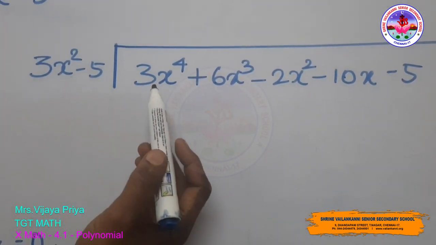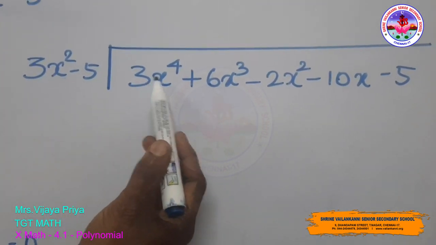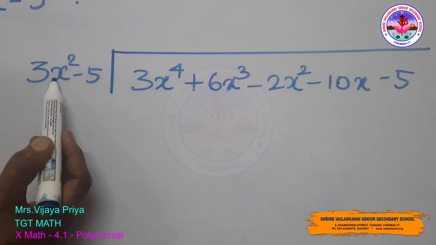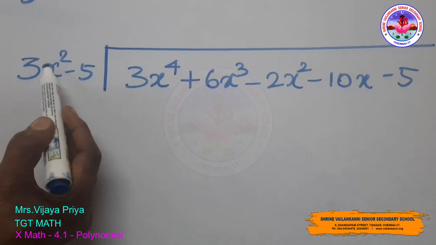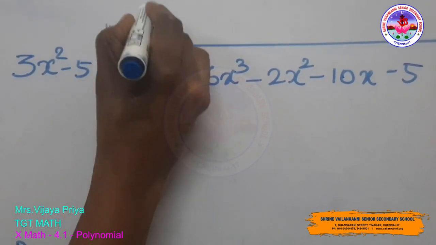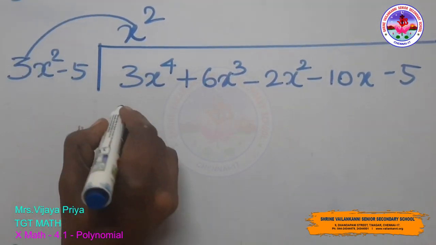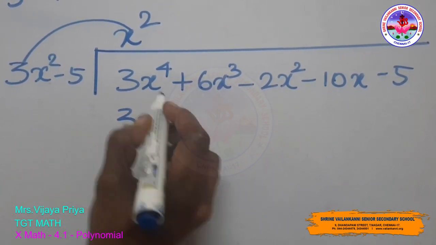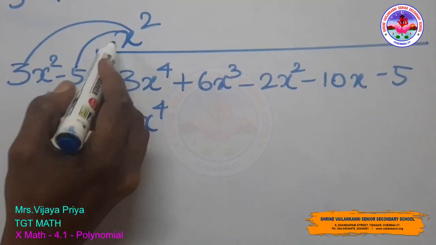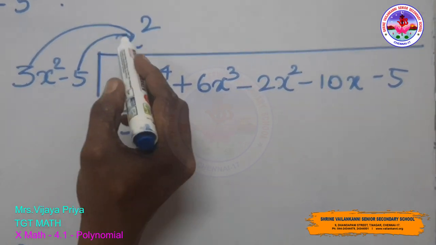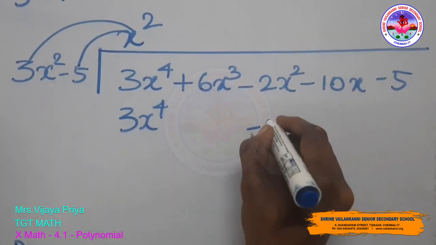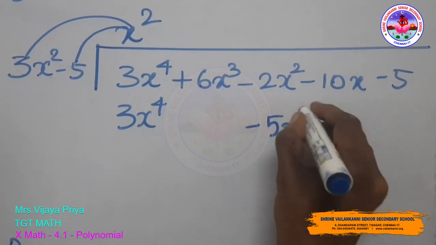So now see the first term of this polynomial, 3x power 4. Here the first term of g of x is 3x power 2. So I need to multiply 3x squared with x squared, so that I will get the first term 3x power 4. Now coming here for the next case, minus 5 into x squared, I will get minus 5x squared. So I am writing this below my x squared. So I will get 5x squared.